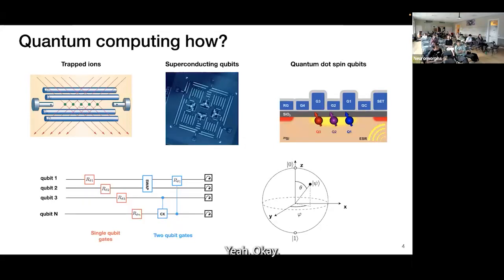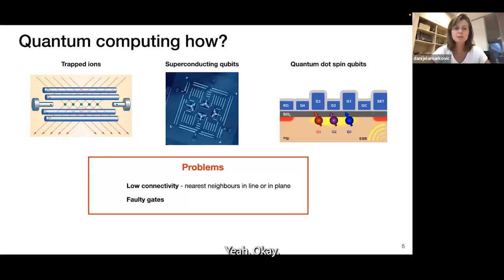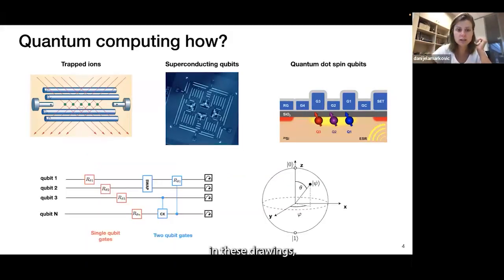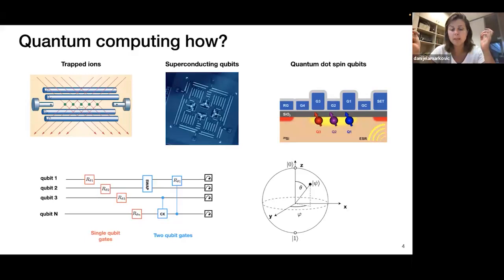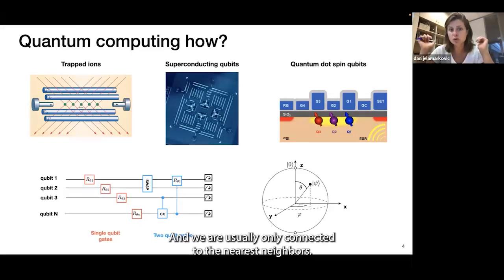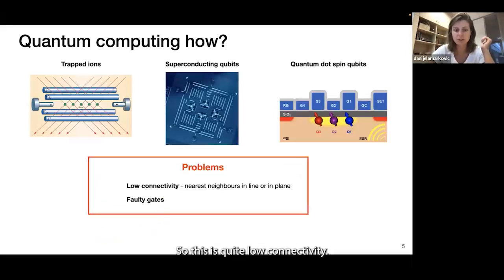Thank you. Okay. So this is how, let's say, the most common approach to quantum computing works. But the problem is, as you saw in these drawings, connectivity is mostly either in line or in plane, and we're usually only connected to the nearest neighbors. So this means quite low connectivity.